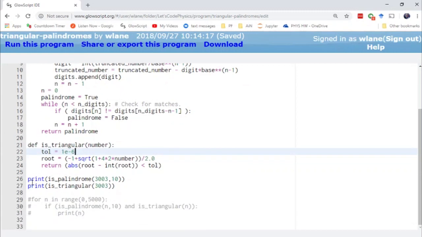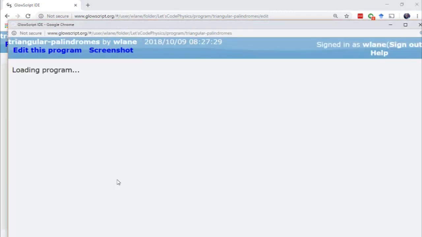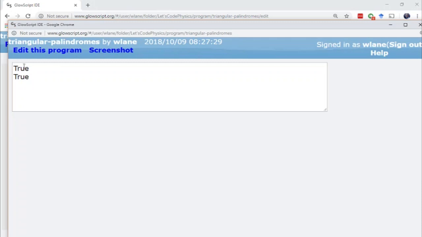So what we're going to have here is a check for whether 3003 is a base 10 palindrome, and here we're going to check whether 3003 is a triangular number. Note that triangular number doesn't matter about the base, because it's a triangular number no matter what base you have. So we should get true and true for this in our celebration of 3003, and sure enough, there we go. We've got 3003 is a base 10 palindrome, and 3003 is a triangular number, which is wonderful.